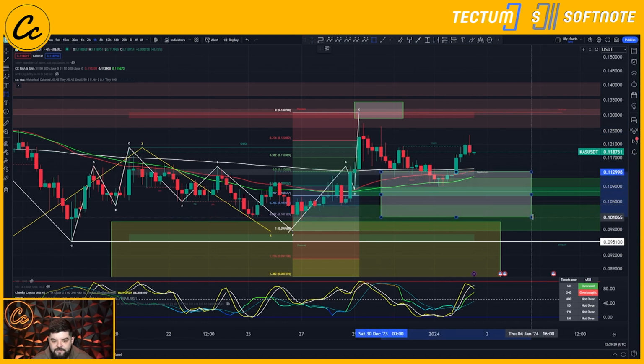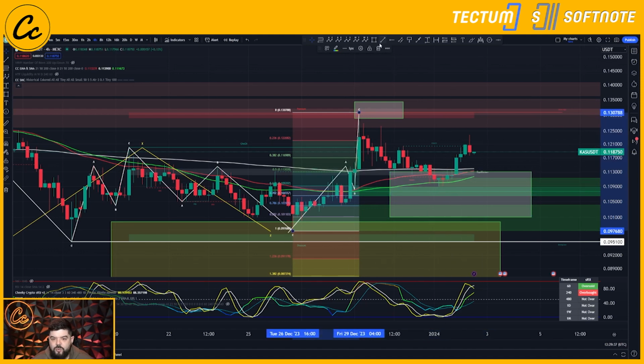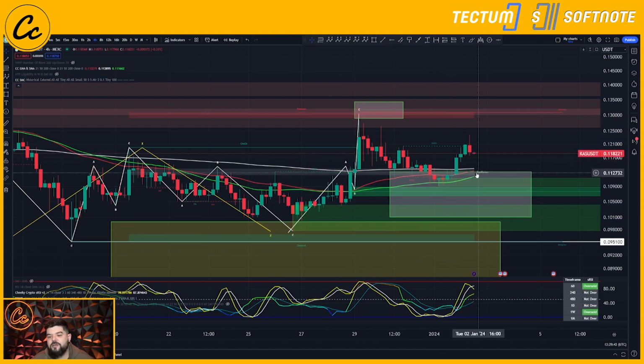We would look for the 50 to 80% retracement between 11.2 and 10.1 cents, and it does look like we have found that retracement, where we have seen the equilibrium, the 50 EMA, the 50 SMA and the 200 EMA tested out here, and we have pushed on up.